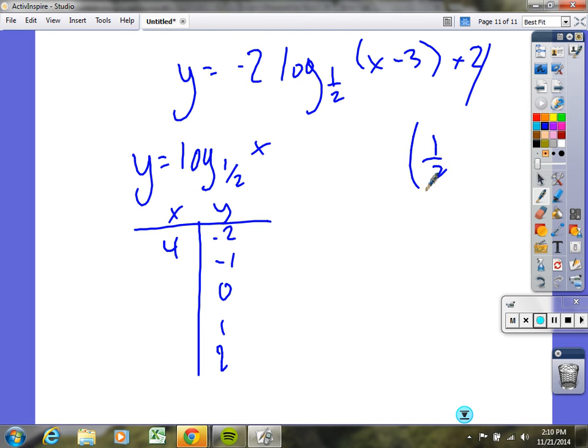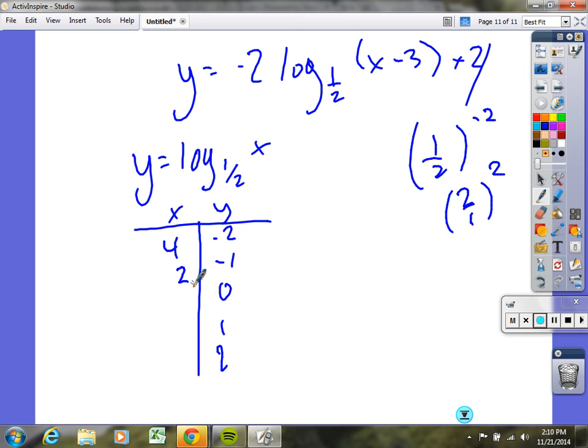1/2 to the -2. Remember, if you ever have a negative exponent, you just flip your fraction, right? And 2 squared is 4. Does that make sense where it came from? Yeah. Okay. 1/2 to the -1 is 2.